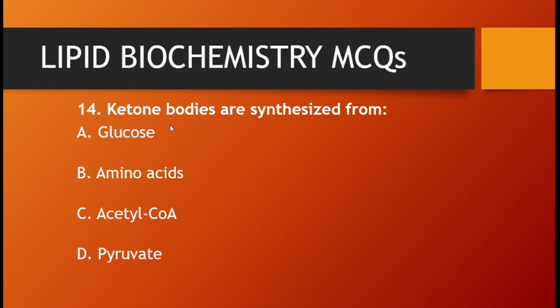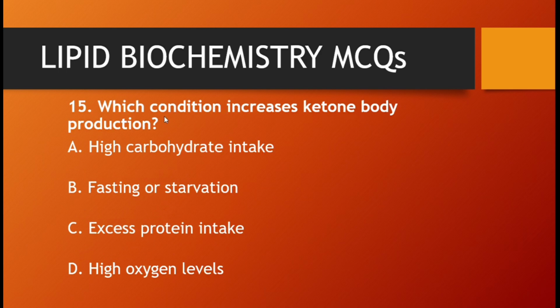Number 14. Ketone bodies are synthesized from A, glucose, B, amino acid, C, acetyl-CoA, D, pyruvate. So ketone bodies, they are synthesized from what? Acetyl-CoA. Right. 15. Which condition increases ketone body production?